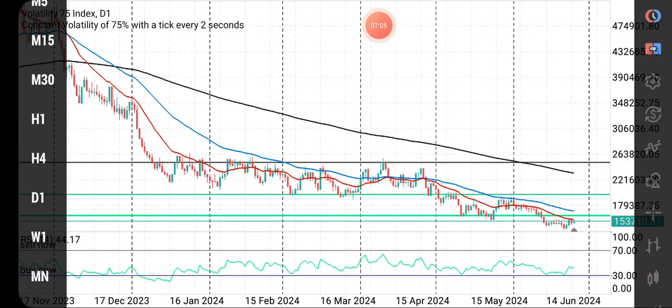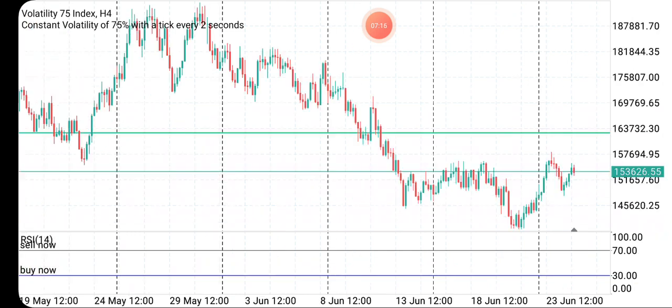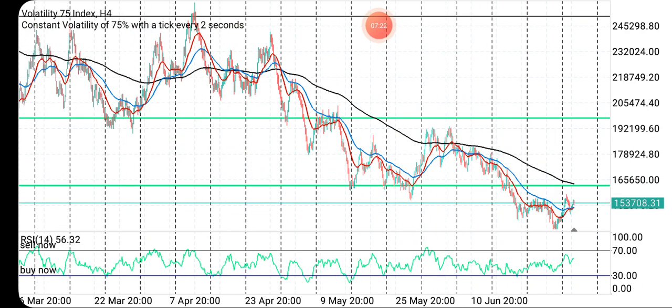So monthly and weekly are almost the same thing. Likewise, daily and weekly are almost the same thing. Understand? So we'll move on to the 4 hour time frame. This is the 4 hour time frame. This is where everything is starting.